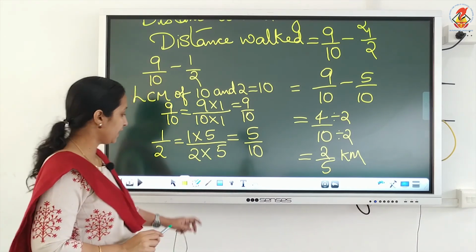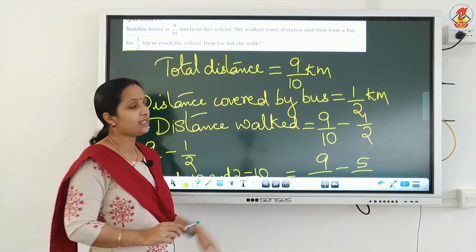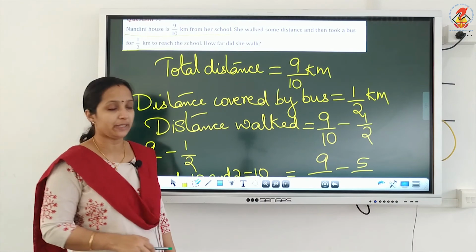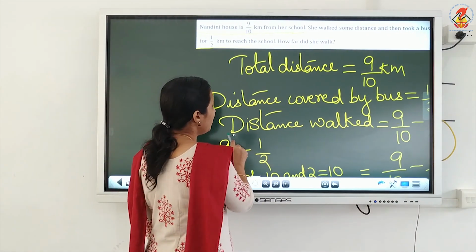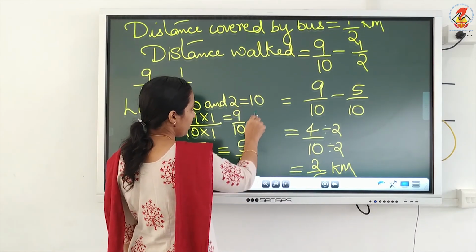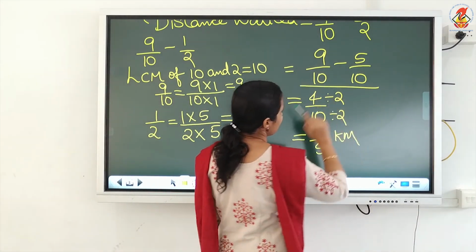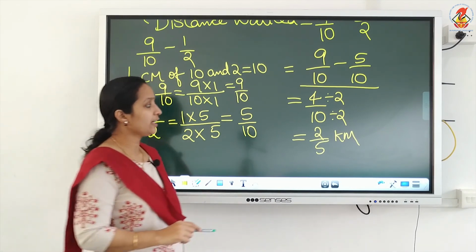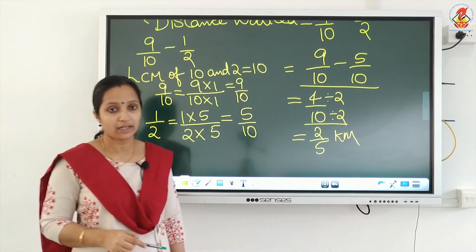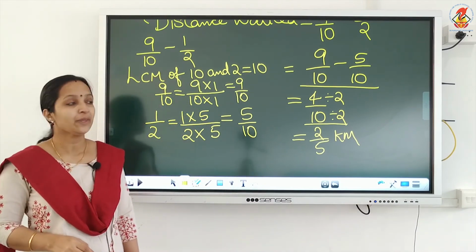I hope this answer is clear. What is given in the question? Total distance, that means distance from house to school, is 9 by 10 kilometer. Distance covered by bus is equal to 1 by 2 kilometer, and we have to find the distance she walked. How will we find it? 9 by 10 minus 1 by 2. They are unlike fractions, so we have to convert them into like fractions. Then only you can find the answer. Try to reduce the fraction to its lowest term, that means find the HCF of the numerator and denominator and divide using the HCF. So, what answer you will get? 2 by 5 kilometer. I hope this answer is clear.